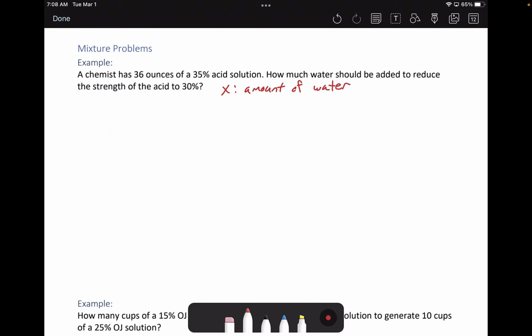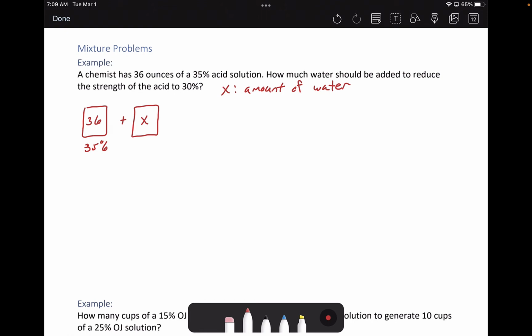So we need to know how much water to add. To set this problem up, when we're given a mixture problem, I like to use pictures. We have a container initially with 36 ounces in it, and it has a 35% acid solution. And we want to add water to that. So we're going to add some water to it. How much water? We don't know, so we'll call it X.